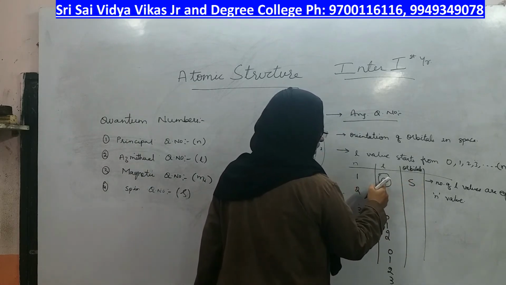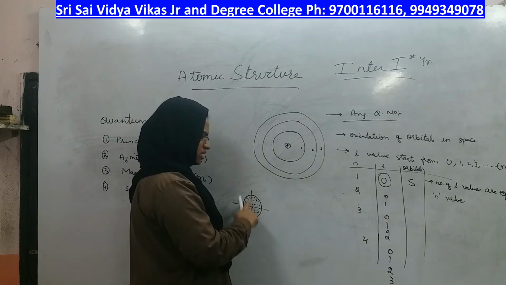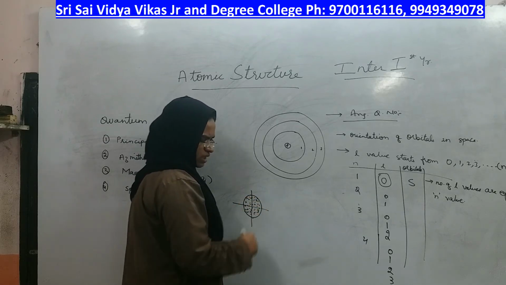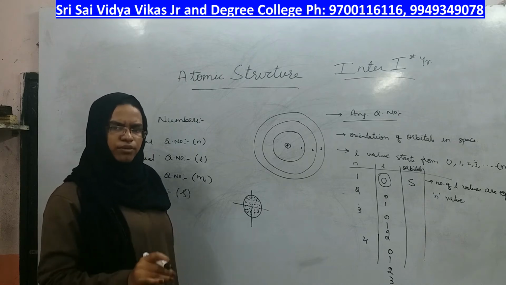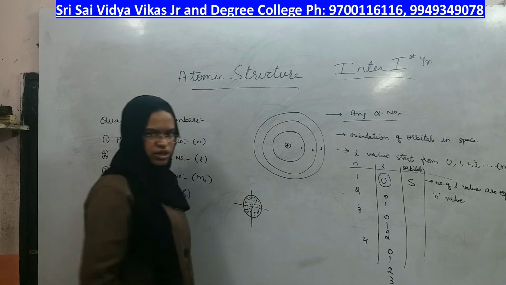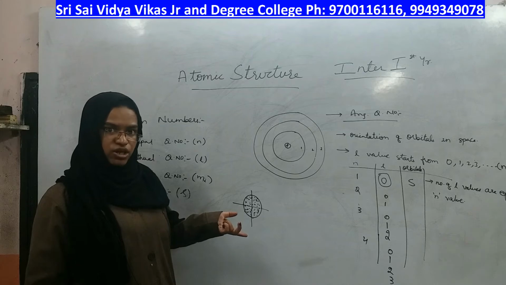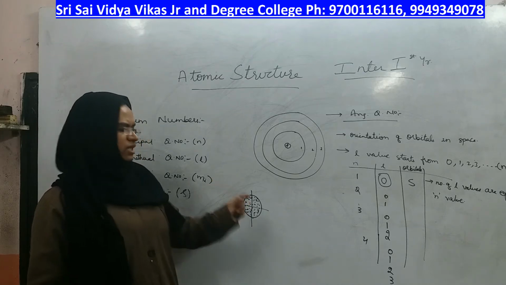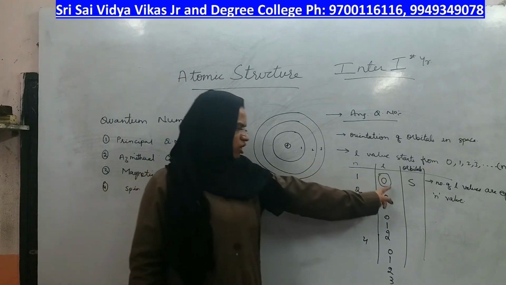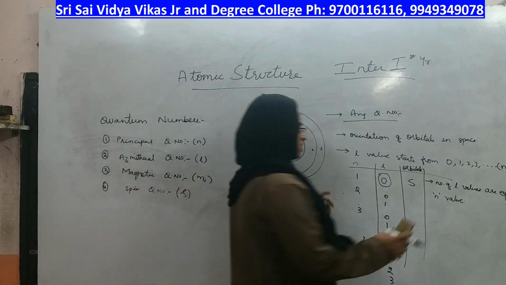Whenever the value of L comes out to be 0, there are no nodal points in that orientation. That means anywhere inside the circle, the probability of the electron is equal at all points. There is no point where you can say the electron may not come. The electron can be present at any point of the circle. Therefore, no node, and that orbital is called the s orbital. Its shape is spherical.